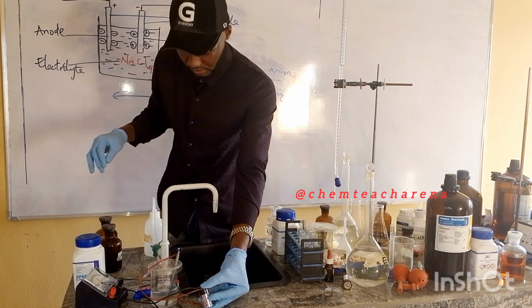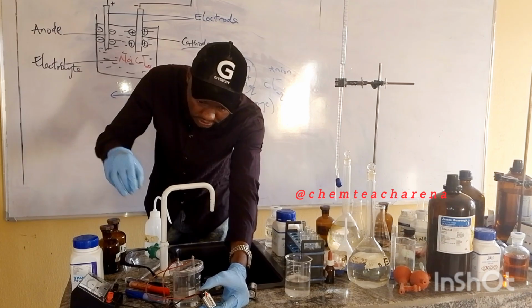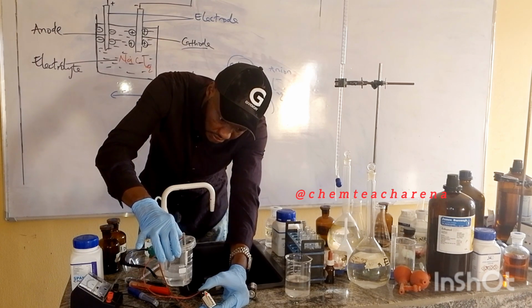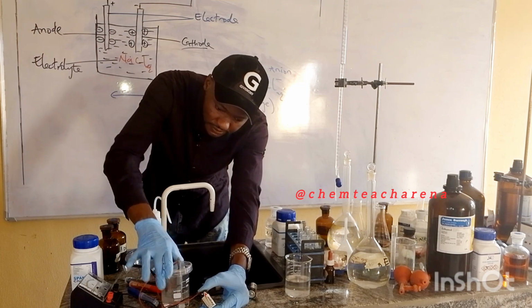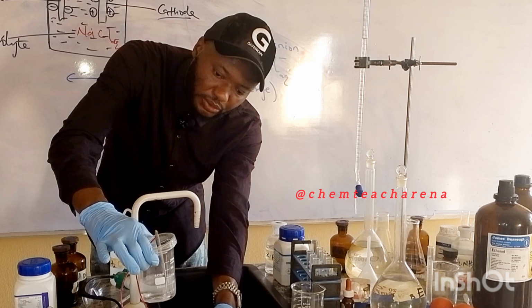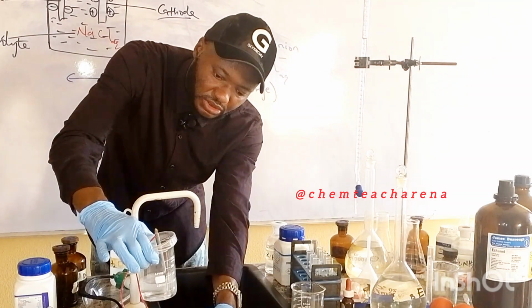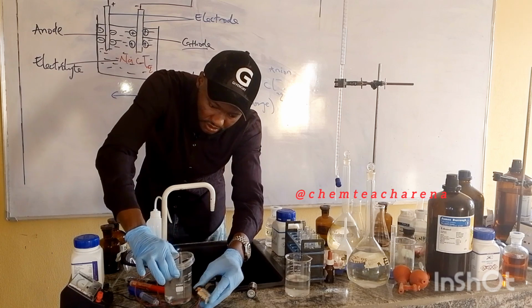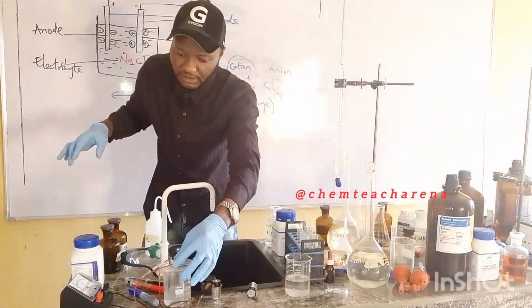So can you see the bubbling of chlorine? Can you see it? But it is much on the anode, which is the positive. It is much there. You can see the bubbling is very. Okay, now let me quickly.